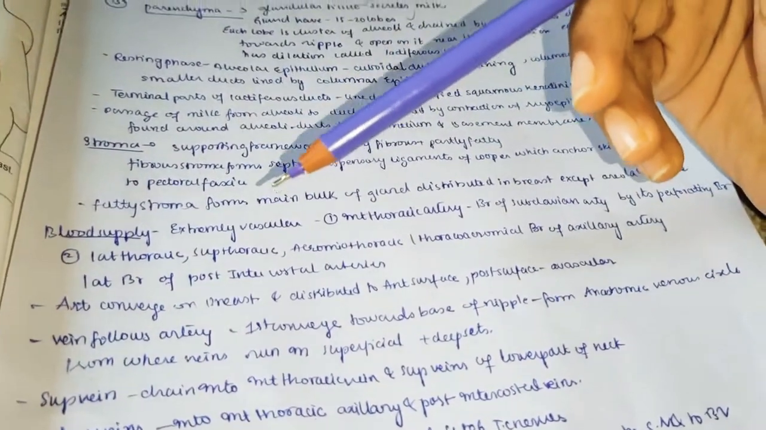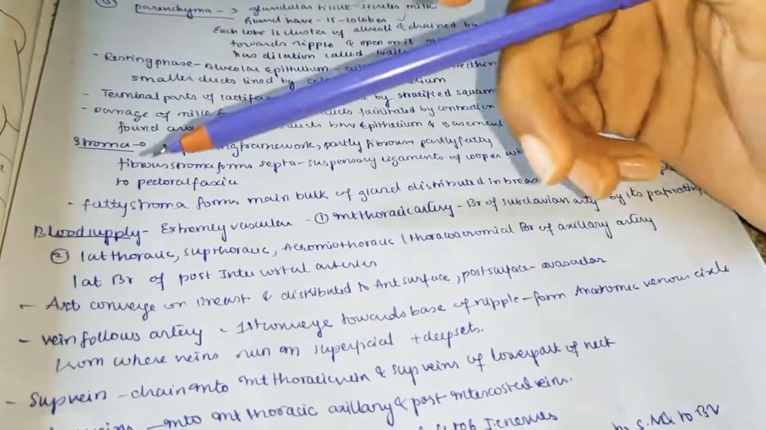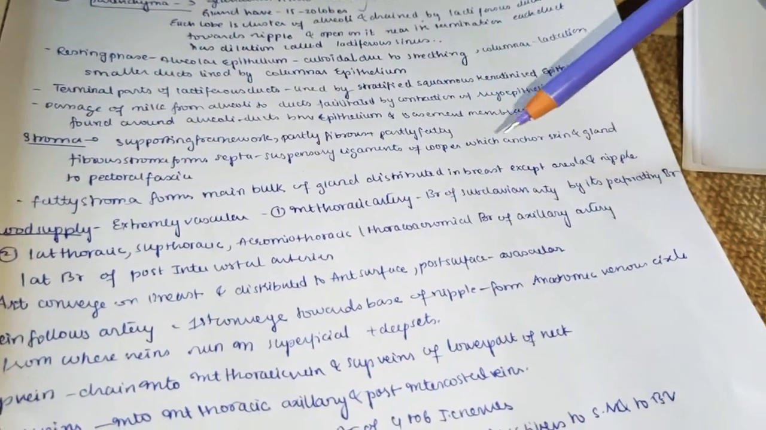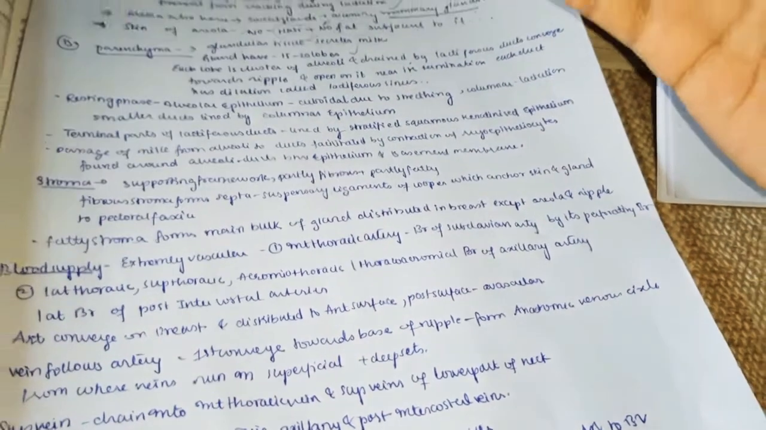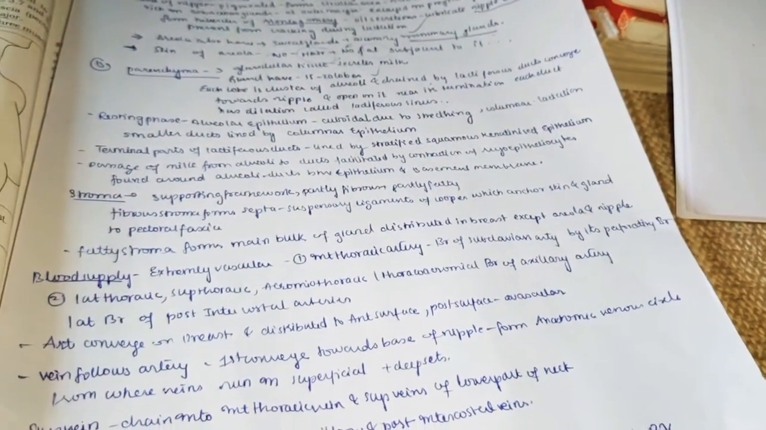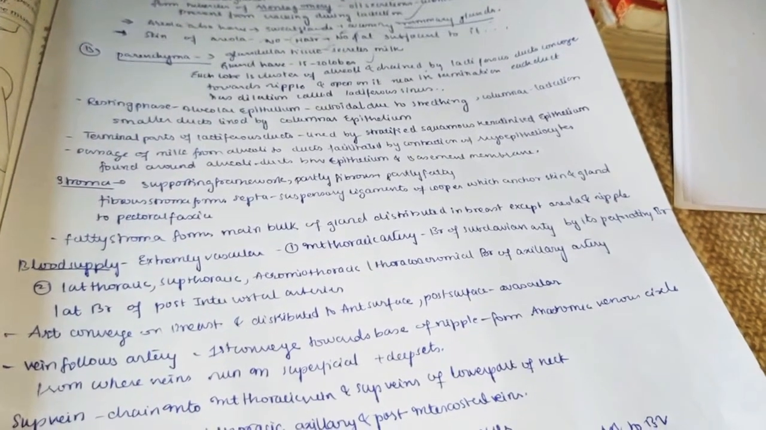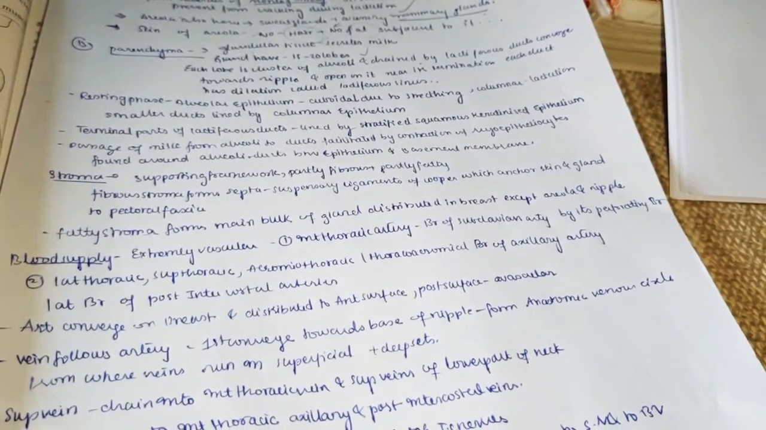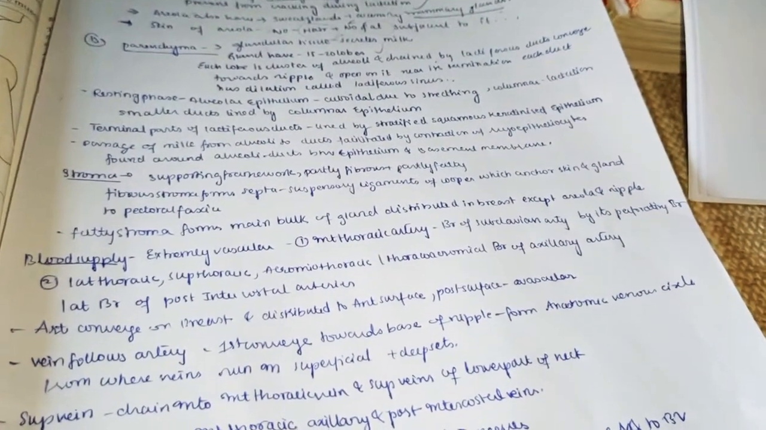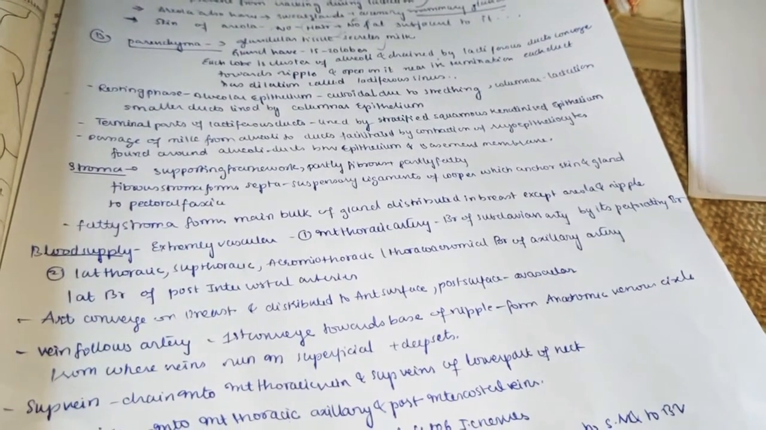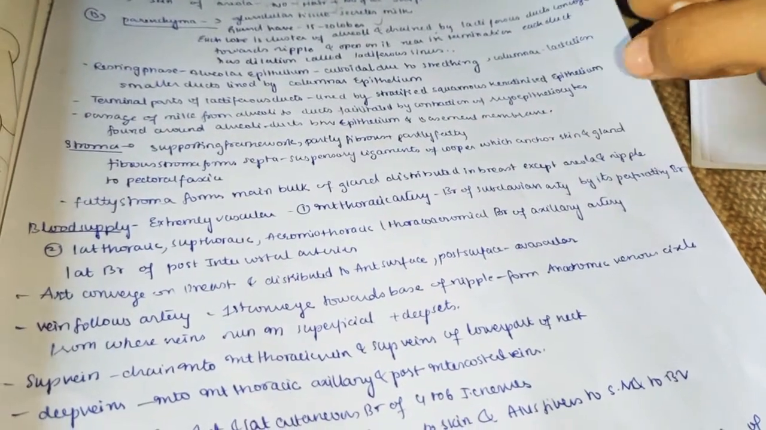Now fatty stroma, what does it do? Fatty stroma mainly forms the main bulk of the gland. So the main bulk of the gland is formed by fatty stroma, and it is distributed in the mammary gland except the areola and nipple. As we already discussed before, the areola is devoid of hair and fat. There is nothing but the areola and nipple. As the areola and nipple don't have any hair or fat, the fatty stroma forms the bulk of the gland, especially in the mammary gland, but not in the areola and nipple.